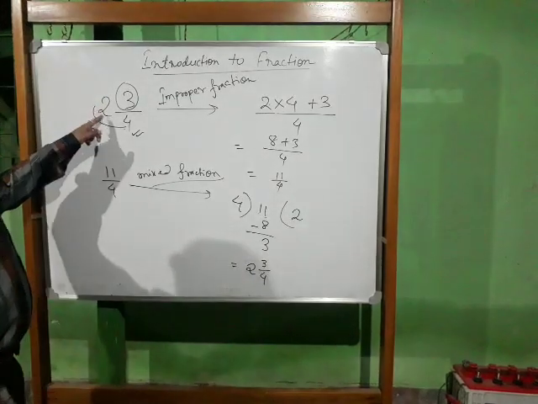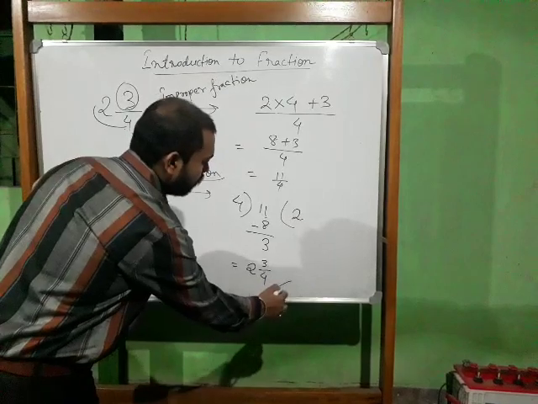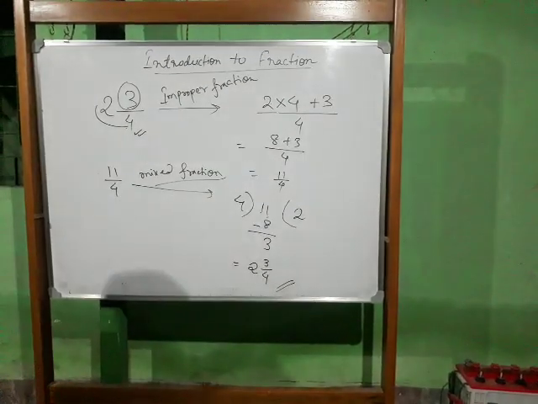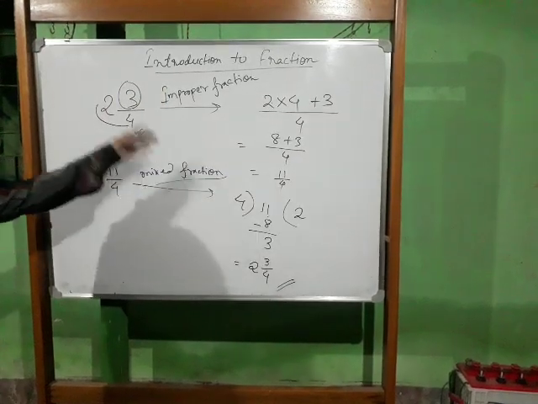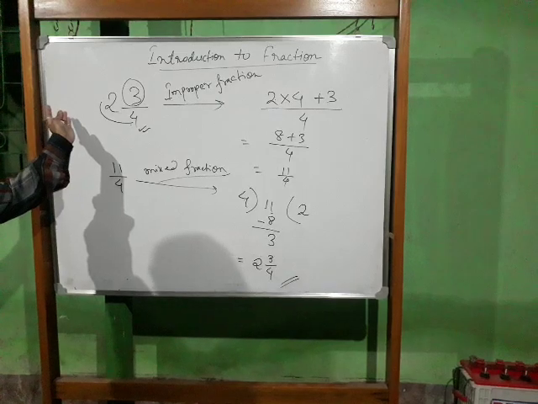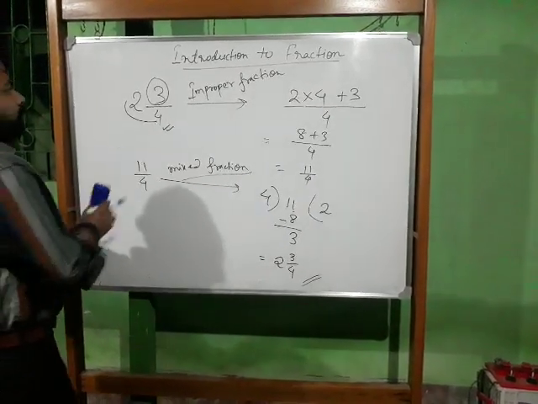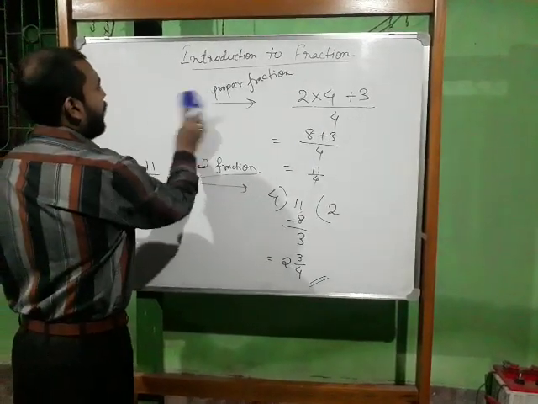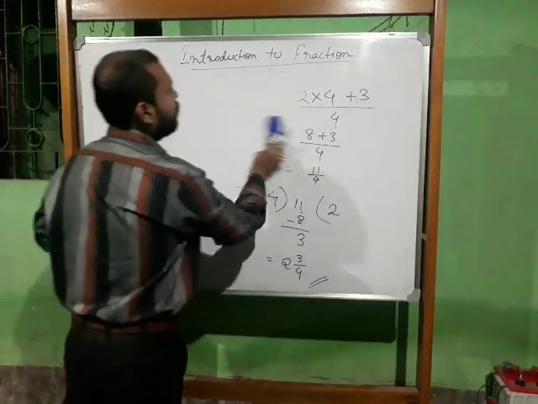Do you see the same number has come here? Okay. So 2 3 by 4. So this is the mixed fraction. So in this way we can convert improper fraction to mixed fraction, and we can vice versa, that is mixed fraction to improper fraction. Now let us do some addition, subtraction, multiplication and division of a fraction.